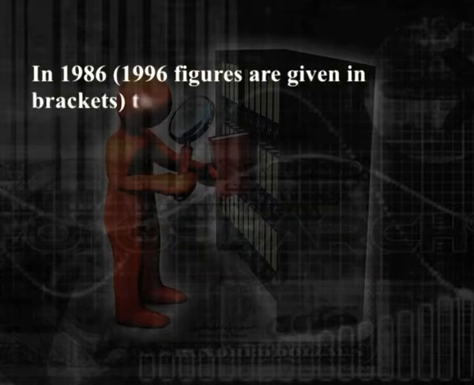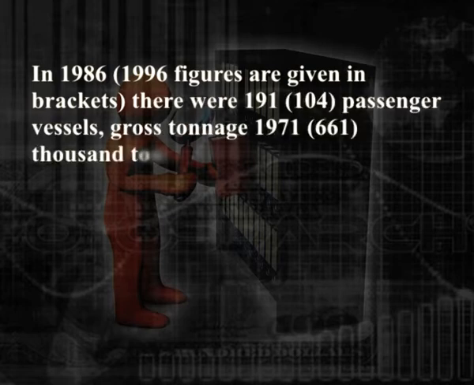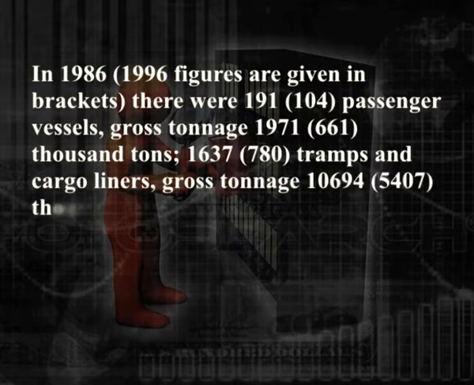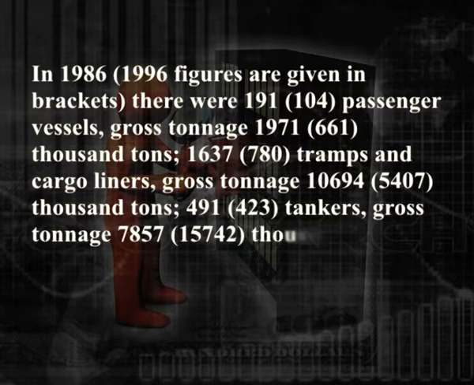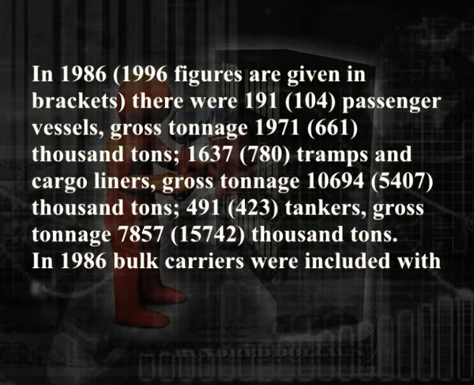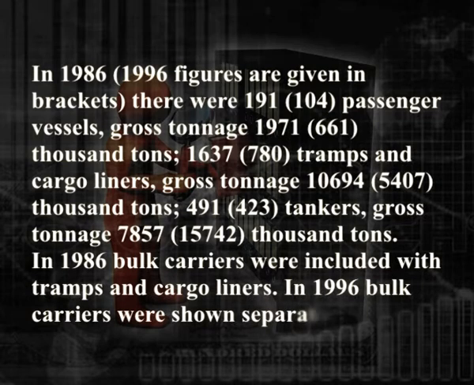In 1986, there were 191 passenger vessels, gross tonnage 1,971,000 tons; tramps and cargo liners, gross tonnage 10,694,000 tons; 491 tankers, gross tonnage 7,857,000 tons. In 1986, bulk carriers were included with tramps and cargo liners. In 1996, bulk carriers were shown separately.